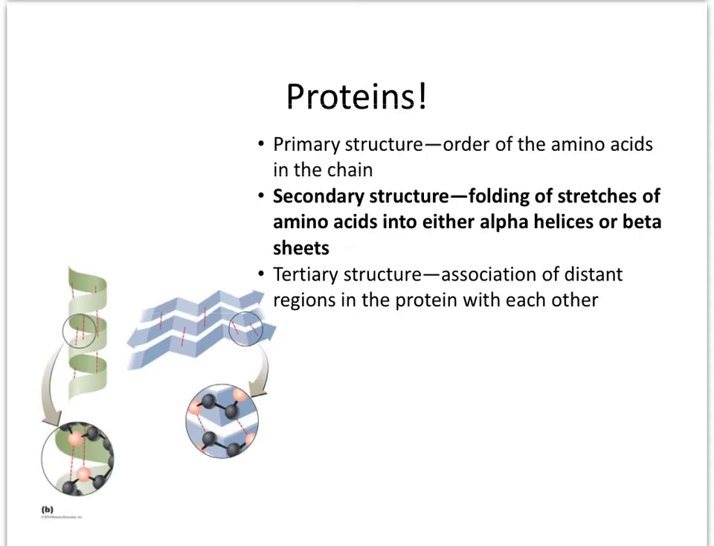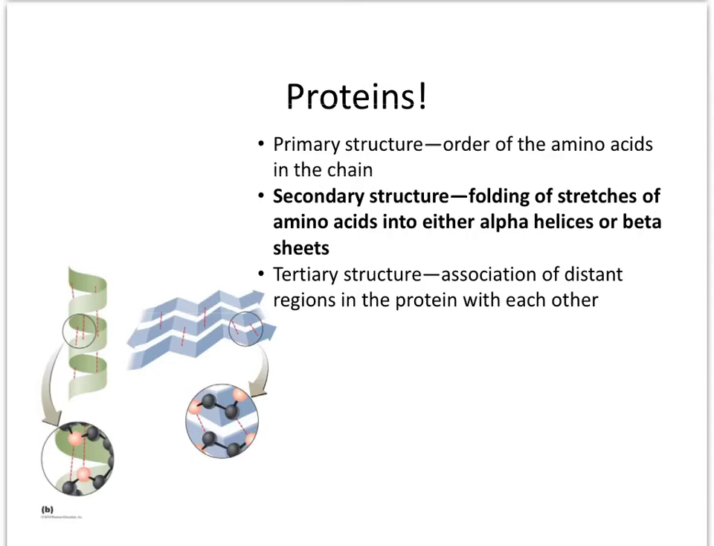Now, unlike lipids and carbohydrates, there are higher orders of structure that are very, very important for proteins. The primary structure, the order of those amino acids in the protein, causes the protein to fold up into a distinct shape, a distinct 3D structure.